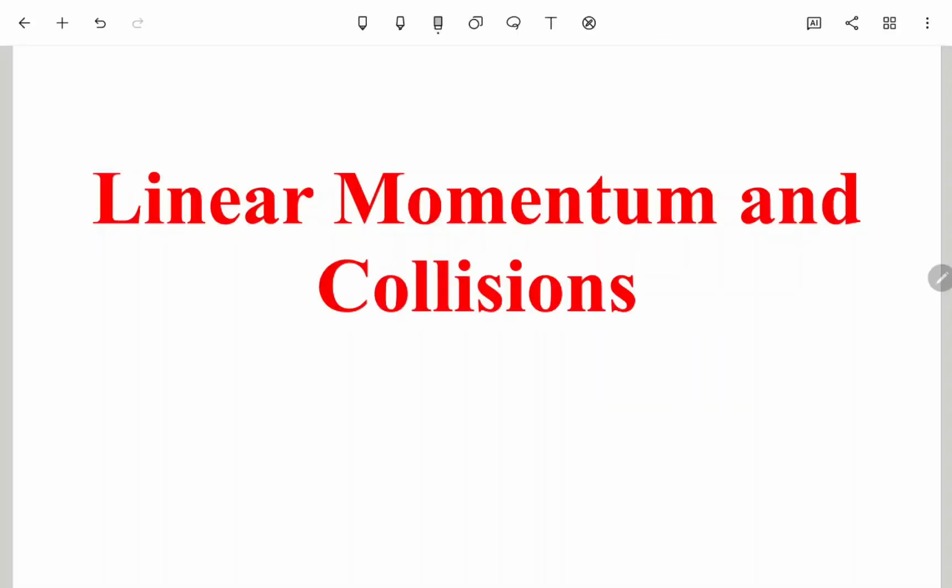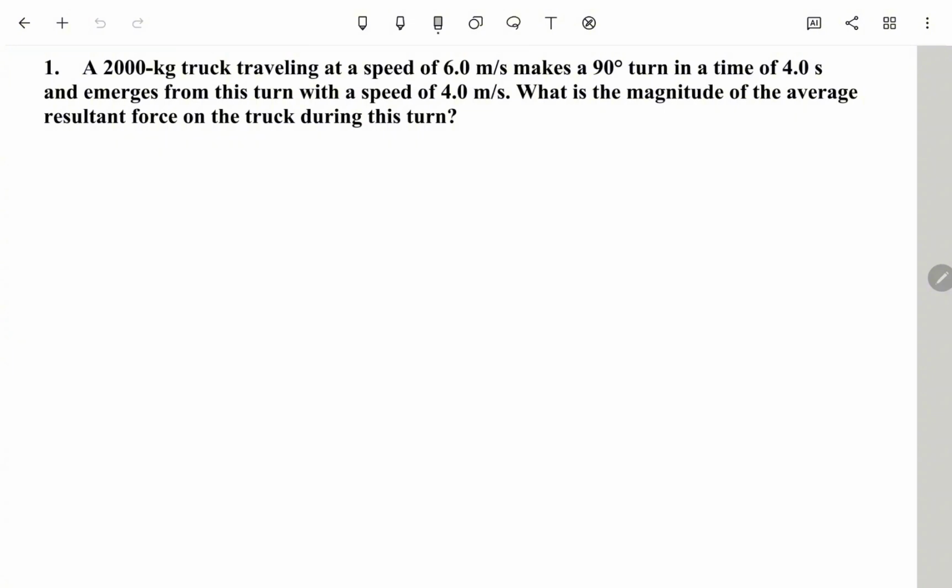Hello everyone, in this lecture I will solve different problems in linear momentum and collisions. So let's start here. A 2000 kilogram truck traveling at speed of 6 meters per second makes a 90-degree turn in a time of 4 seconds and emerges from this turn with speed 4 meters per second. What is the magnitude of the average resultant force on the truck during this turn?